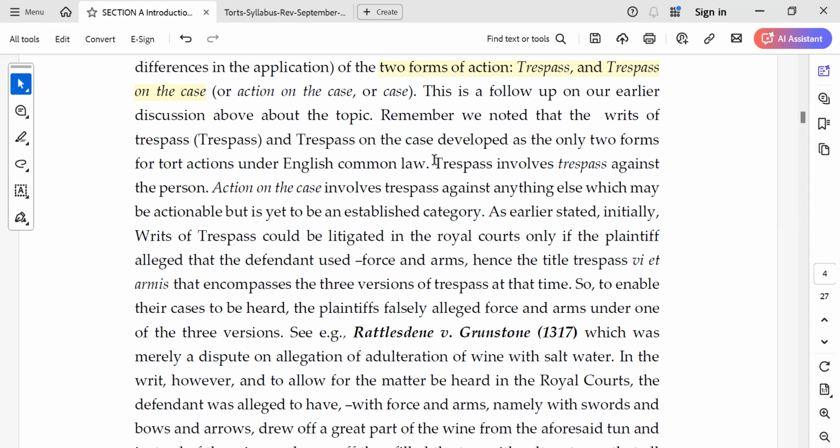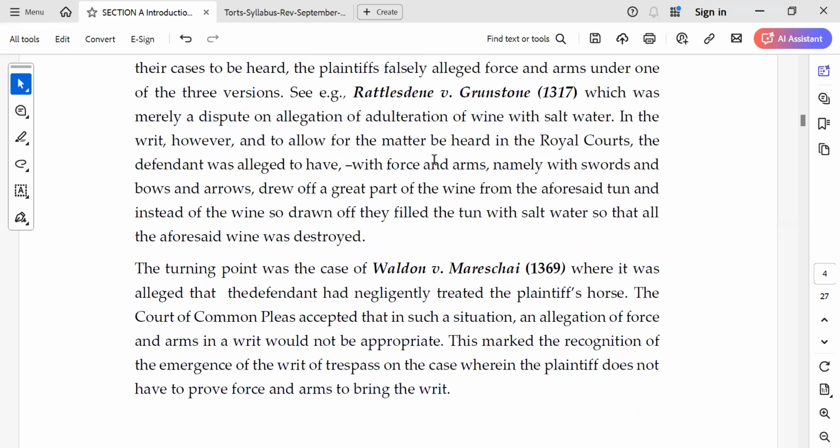Rattlesden versus Grunstone, 1317, which was merely a dispute on allegation of adulteration of wine with salt water. So they had mixed salt water into the wine. So where is the arms here, where is the force, right?